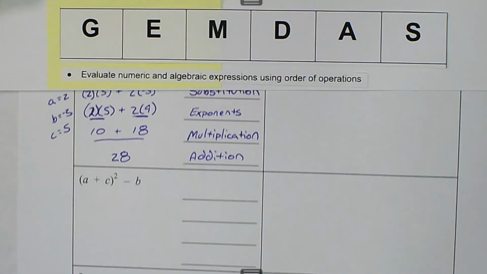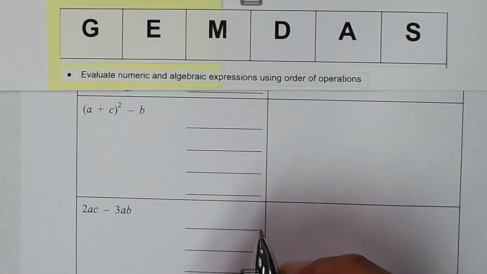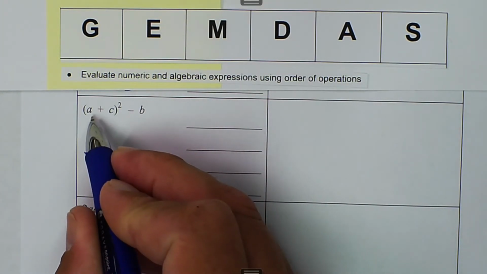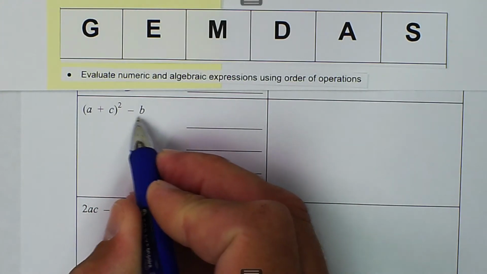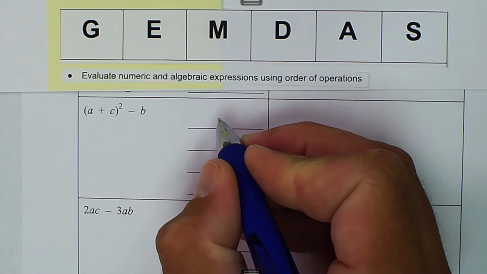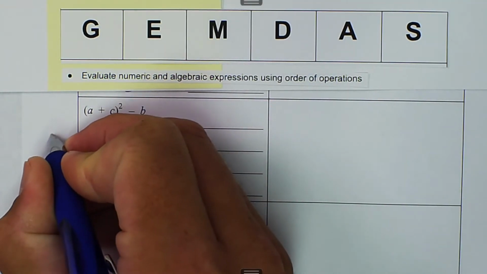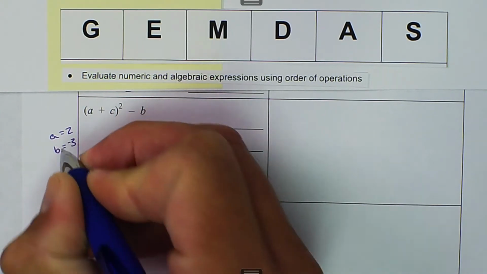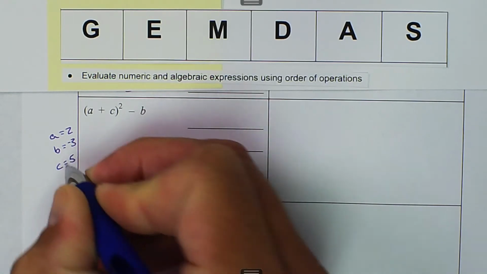Next one. Next one we have is (A plus C) quantity squared, minus B. So we can substitute those values in. We have to remember what everything is. A is equal to 2, B is equal to -3, and C is equal to 5.